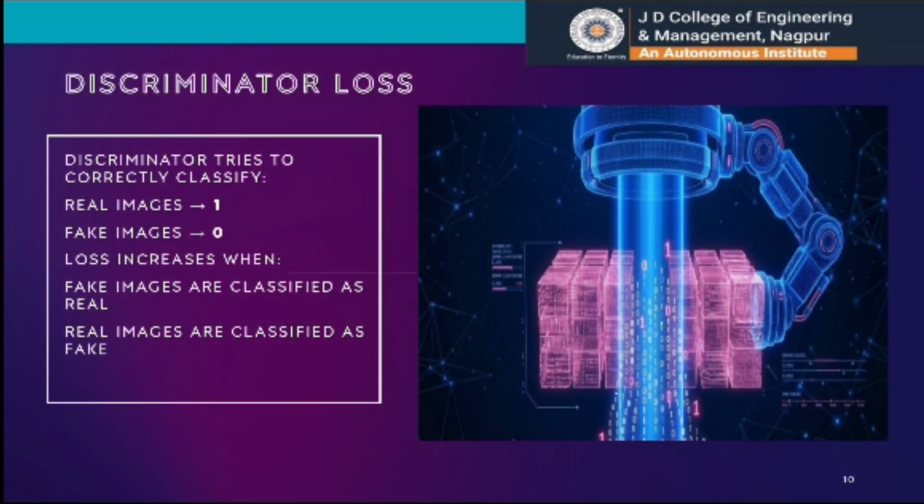Discriminator loss. The discriminator loss measures how accurately the discriminator can classify data as real or fake. If the input data is real, the discriminator should output the value as 1. If the data is fake, output should be 0. The loss increases when the discriminator makes mistakes, such as classifying fake images as real or real images as fake. By minimizing this loss, the discriminator becomes better at detecting fake data.